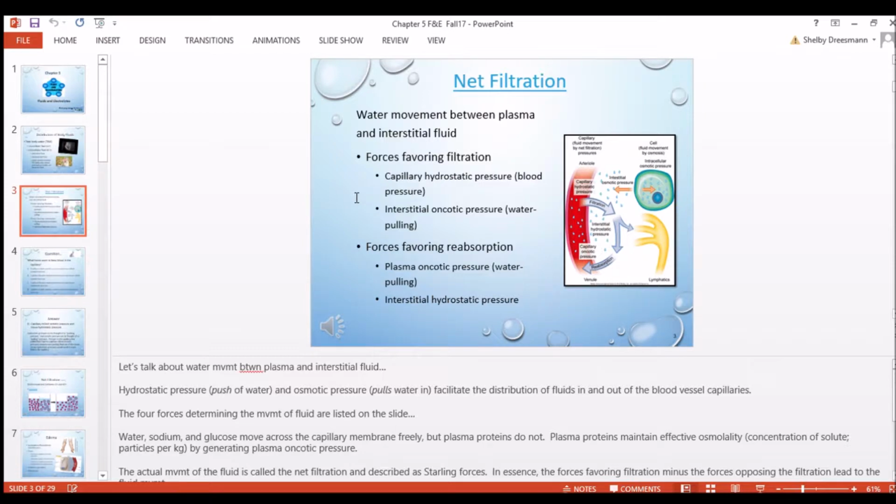Oncotic is equal to osmotic, capillary is equal to plasma, interstitial is equal to tissue. We have various names for these, and it can trip you up, but if you know what each one is equivalent to, you can probably figure it out. Also, what the teachers taught us is that hydrostatic is pushing and oncotic or osmotic is pulling.